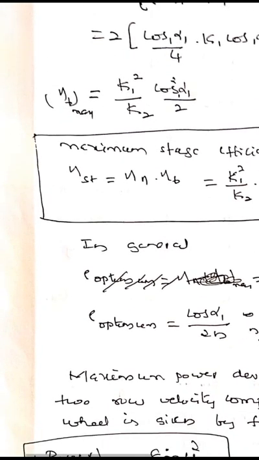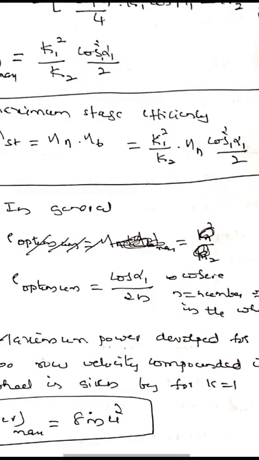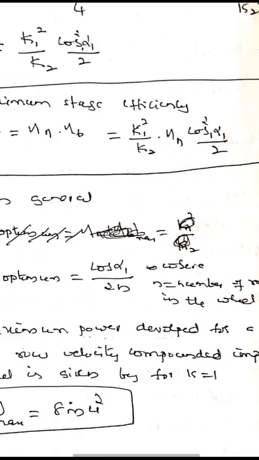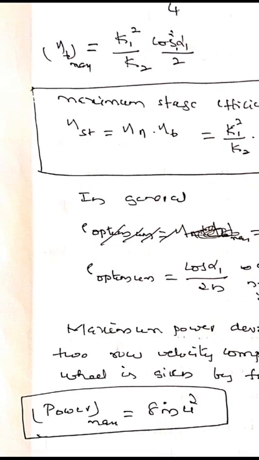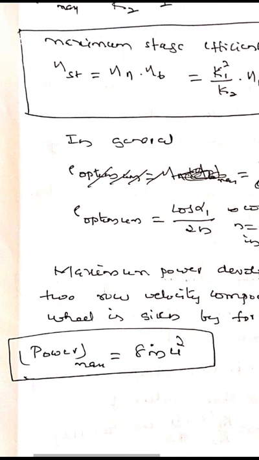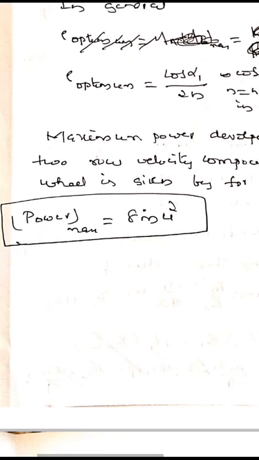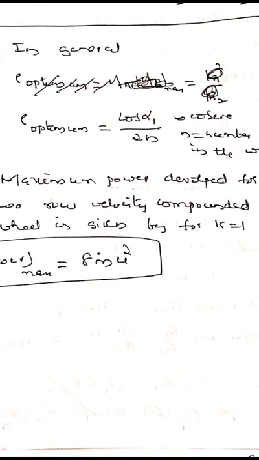Then maximum stage efficiency also we can get. Maximum stage efficiency equal to nozzle efficiency into blade efficiency. And maximum power also we get. Maximum power is obtained by putting the optimum value of rho in the expression for power, equal to 8 mu square. So in general, optimum blade speed ratio is equal to cos alpha 1 by 2n, where n is the number of rows of moving blades.